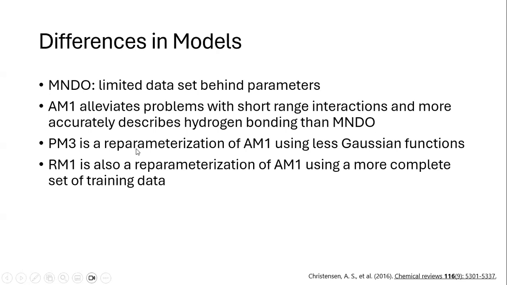PM3 is a reparameterization of AM1 that uses fewer Gaussian functions, and RM1 is also a reparameterization of AM1 that uses a more complete set of training data. This more complete set of training data would suggest that RM1 would likely be the best at describing sets of molecules with heteroatoms, so a heteroatomic molecule.